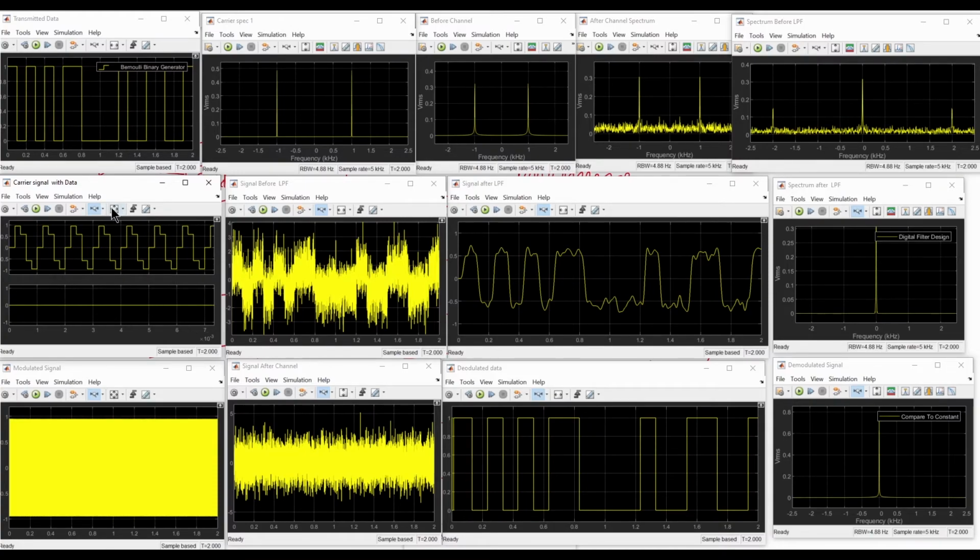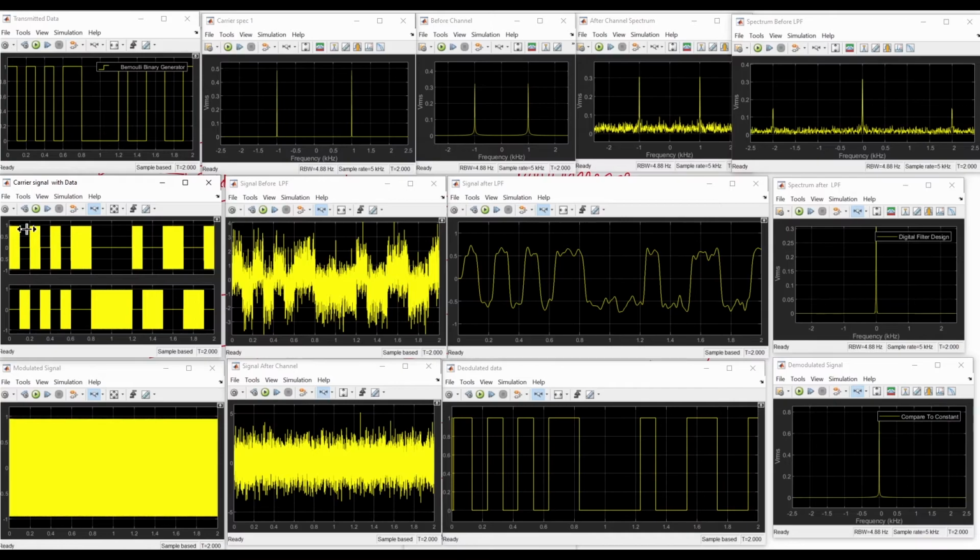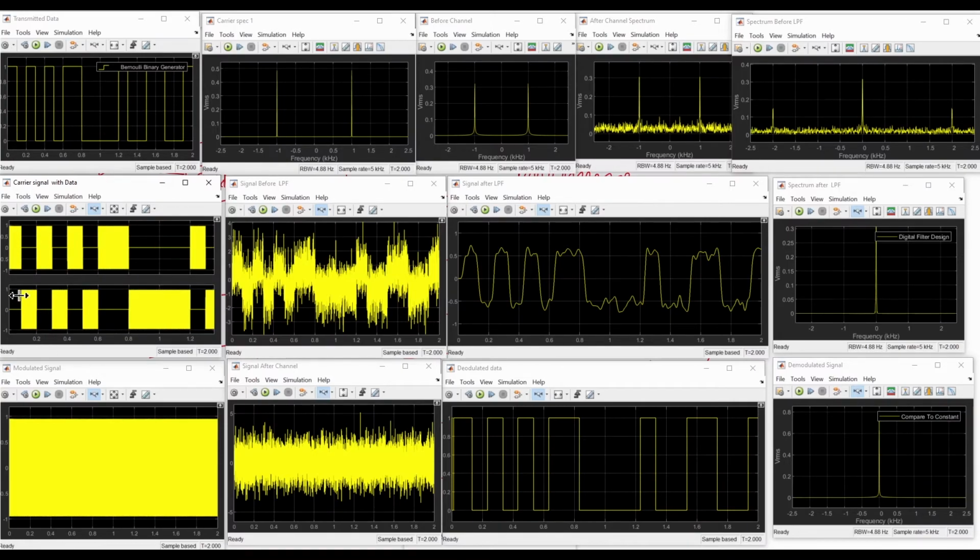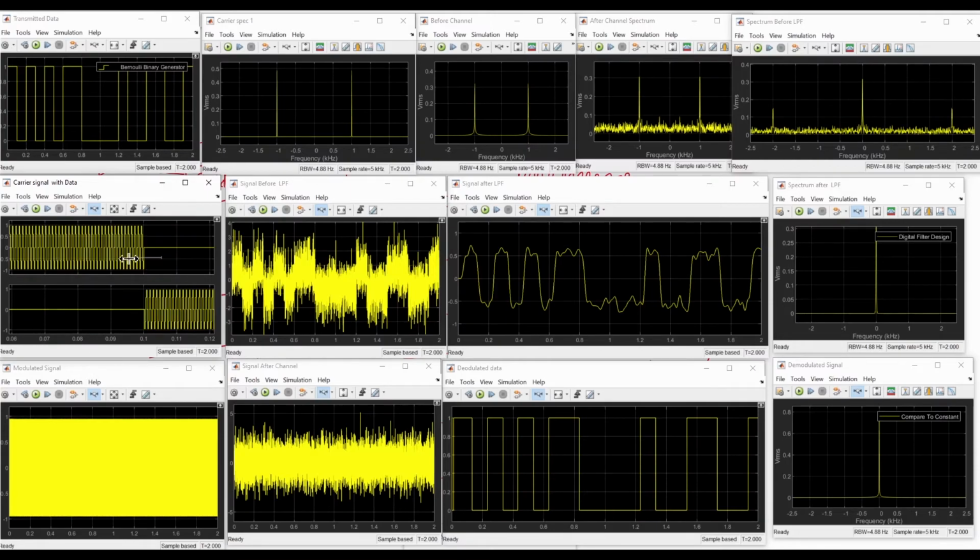Okay, now the second one is actually 0. So let's check this one. If you zoom in, after 1, the next signal starts from a negative phase. So this is 180 degrees phase shifted. So you can see that for 1 we are getting the positive, and for 0 we are getting the negative phase, and this is similar for all the cases.